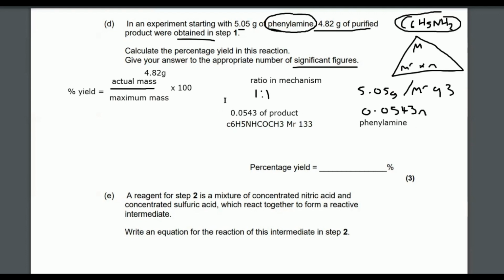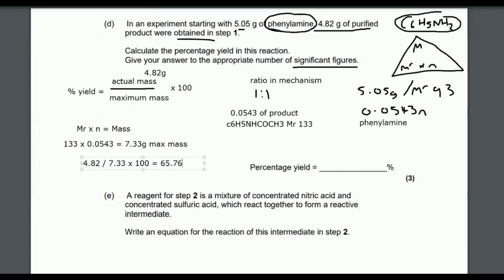Well, in step 1, it was going from phenylamine to C6H5NHCOCH3. And if you add all of that up, you get an MR of 133. So we want to do 133 times the moles of 0.0543, and that will give us a maximum mass that we should have got of this product of 7.33 grams. So we should have achieved 7.33 grams if we started with 5.05 of phenylamine.